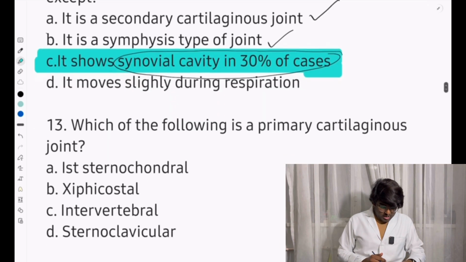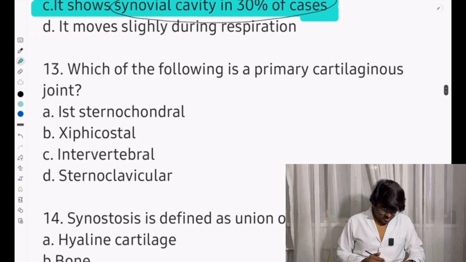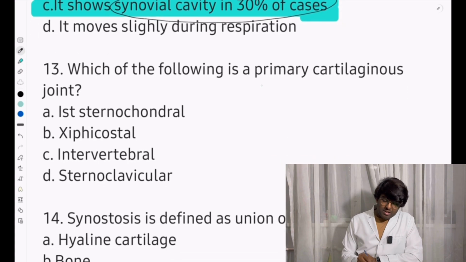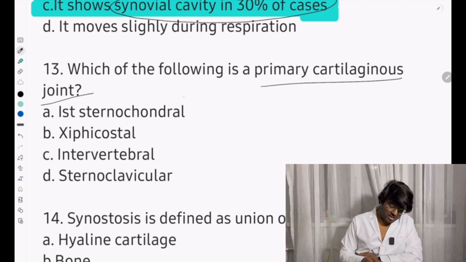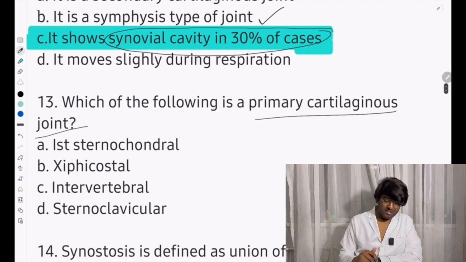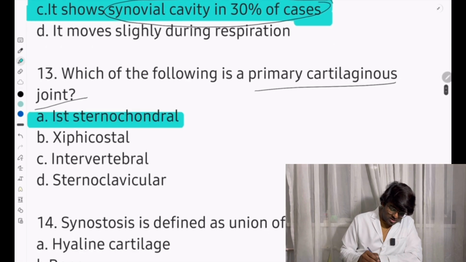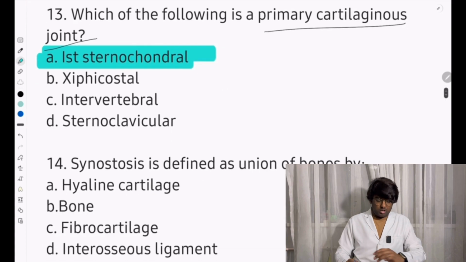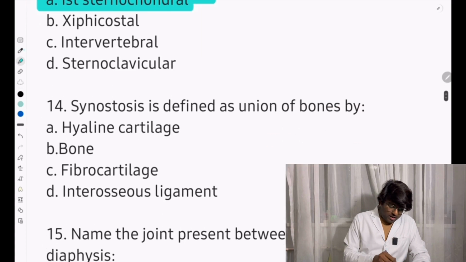Okay. Then the 13th question. Which of the following is a primary cartilaginous joint? Primary cartilaginous joint, it's very easy. First, sternochondral. Okay, we have already discussed this in the past. It is the answer. The first one will be the answer, the sternochondral joint. Then, next one.